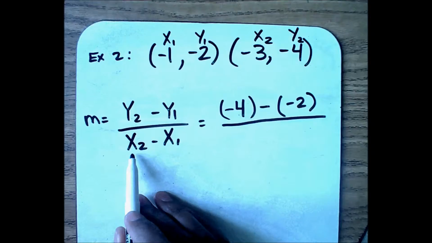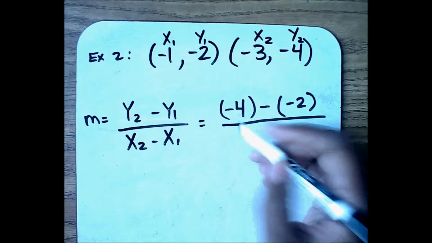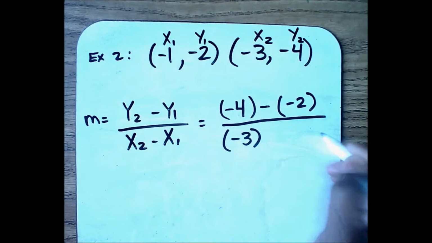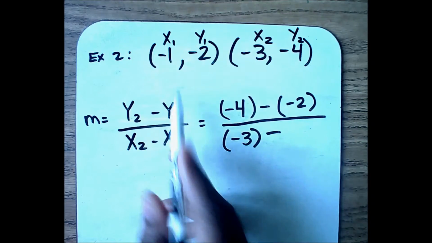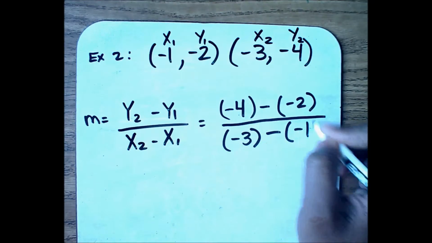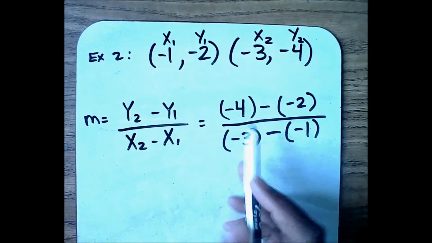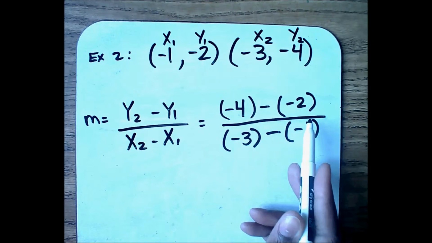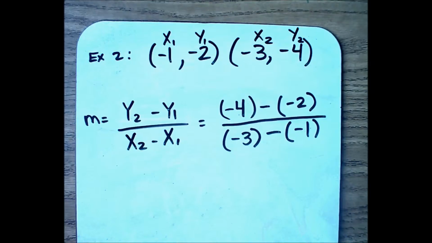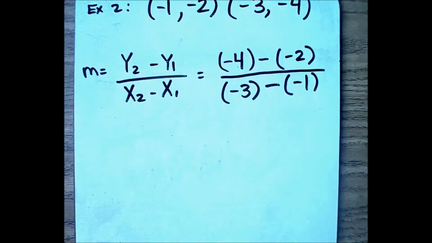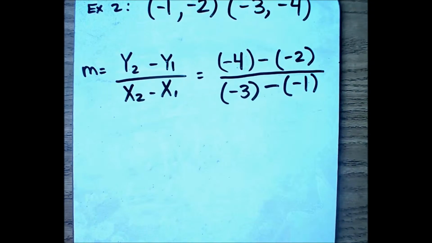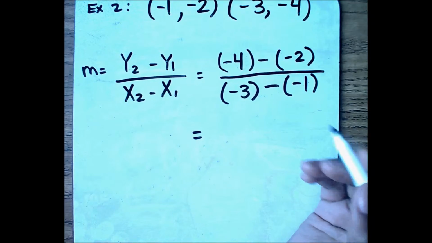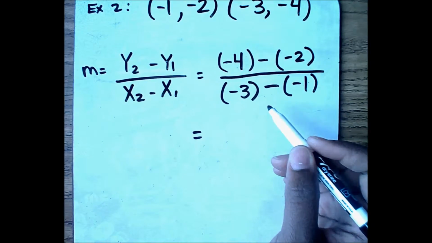All right, same thing here. X sub 2 is -3, so again, I'm putting that in parentheses. Minus x sub 1 is -1, and I'm putting that in parentheses. All right, so I have -4 minus -2 over -3 minus -1. Now that I have that part over with, now I can just use my integer rules in order to solve.